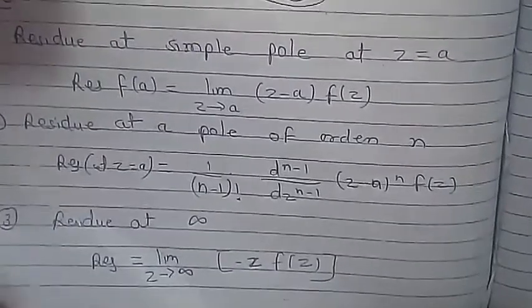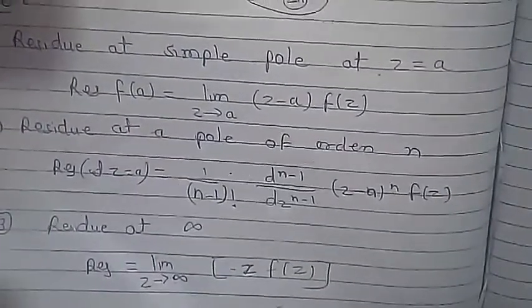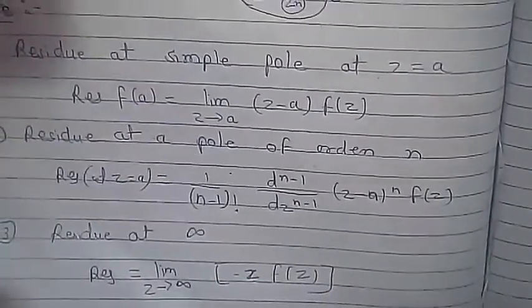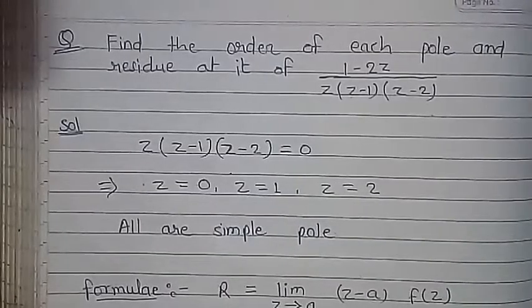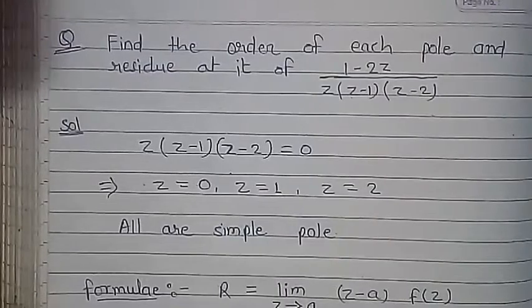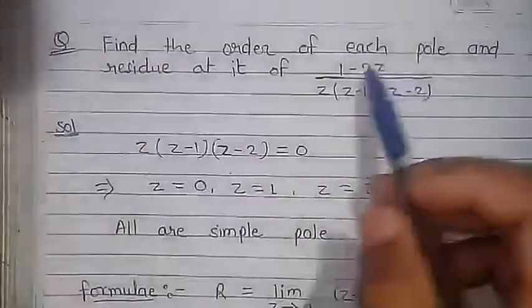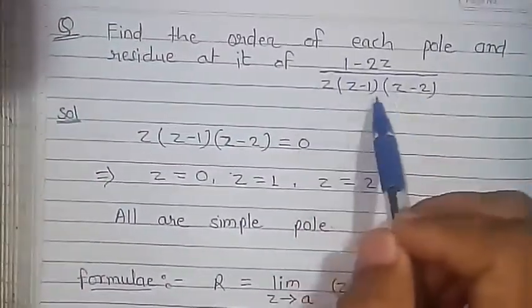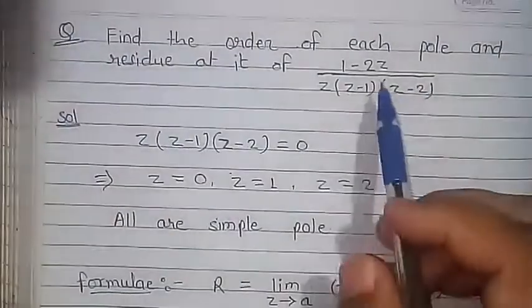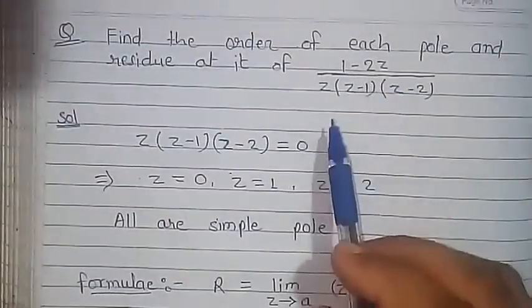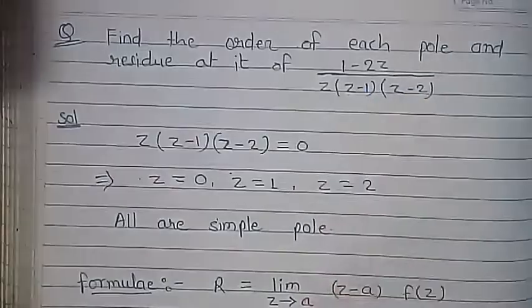Now we will discuss some questions based on these three types of formula. The question is: find the order of each pole and the residue at it of (1 minus 2z) upon z into (z minus 1) into (z minus 2). Here the given function is (1 minus 2z) upon z into (z minus 1) into (z minus 2). In this question we will find the value of the residues of this function.